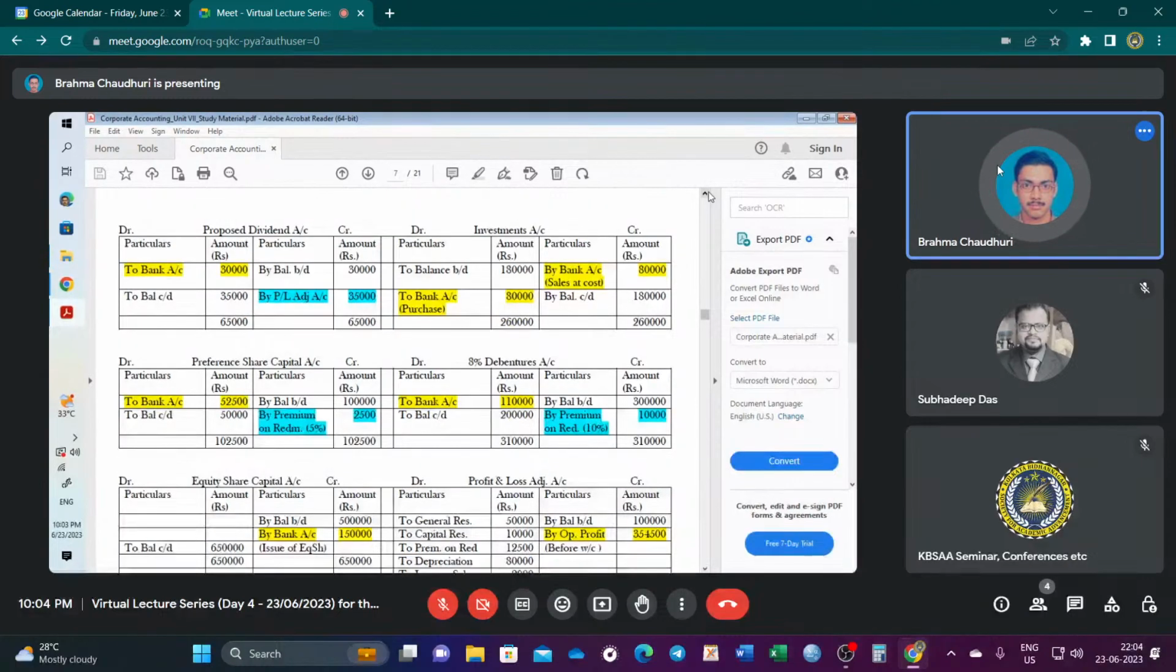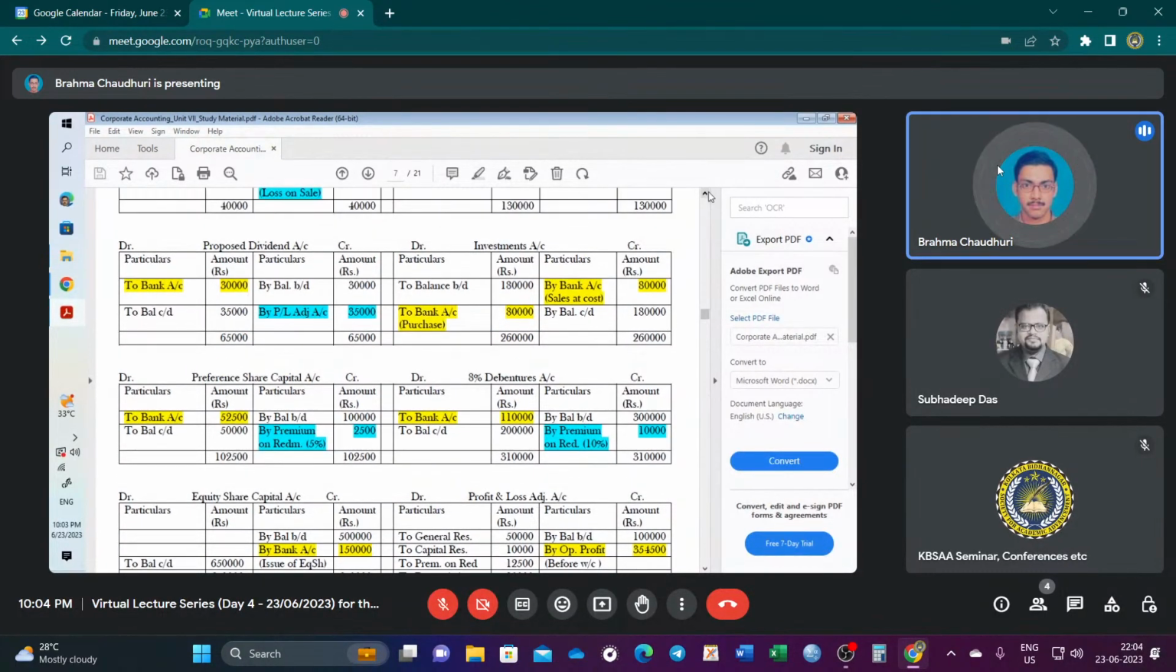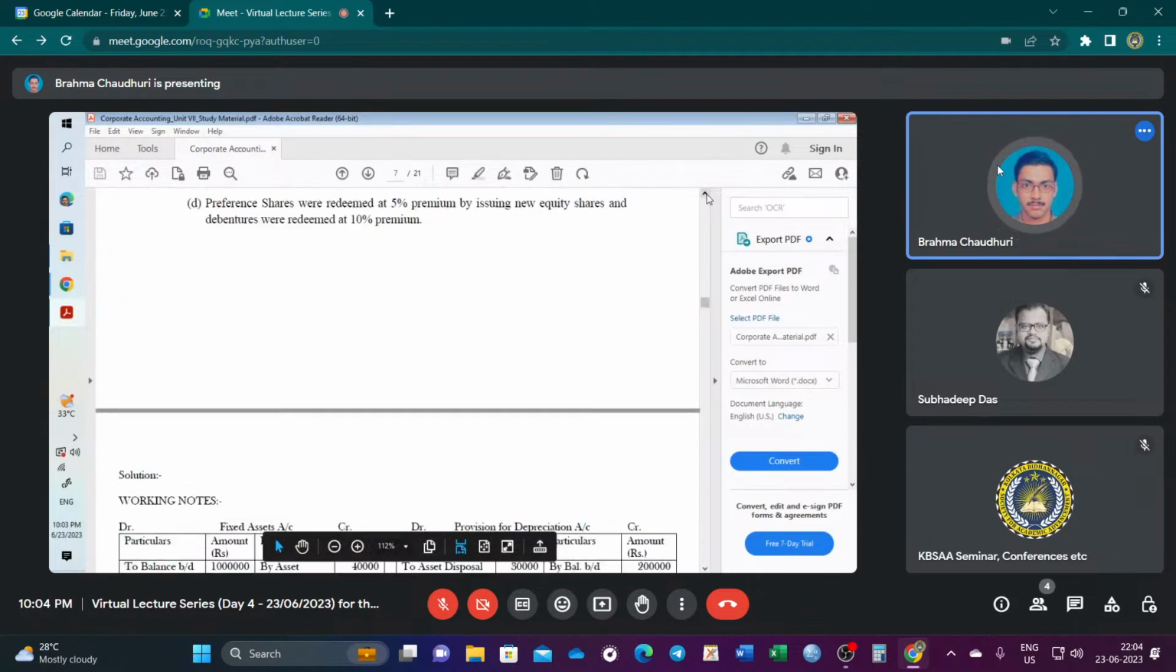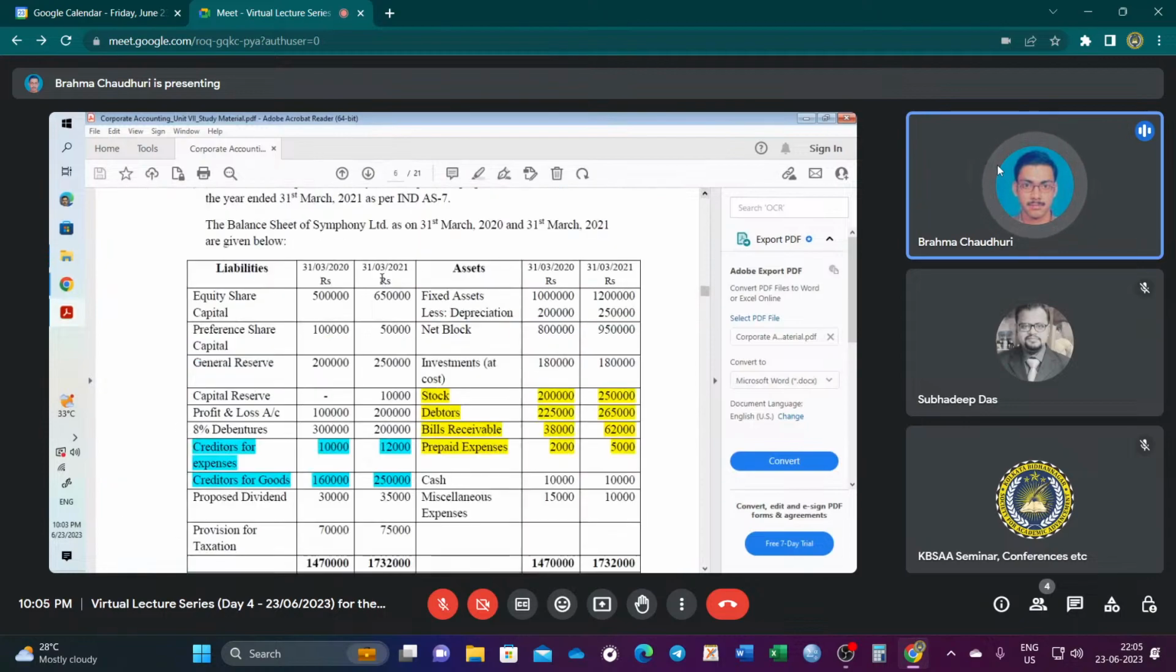Along with this, we will also prepare the equity share capital account. Equity share capital, opening balance 5 lakh and closing balance 6 lakh 50,000, as given in the problem. Now one by one, we will solve it logically.